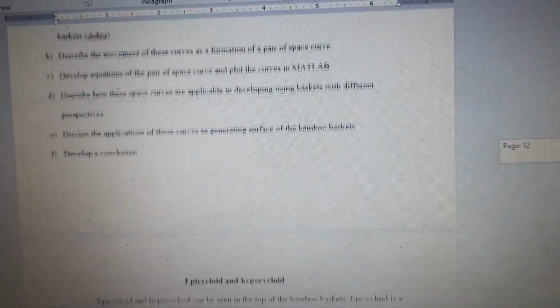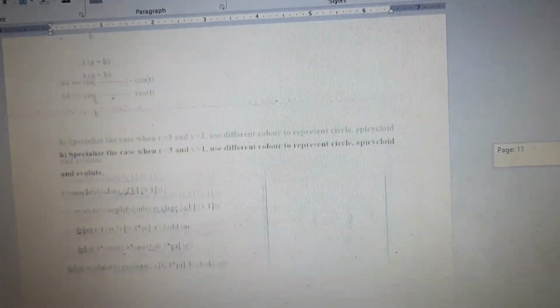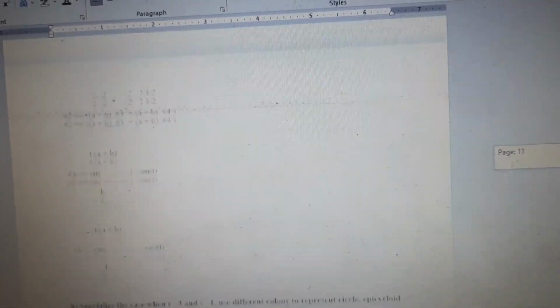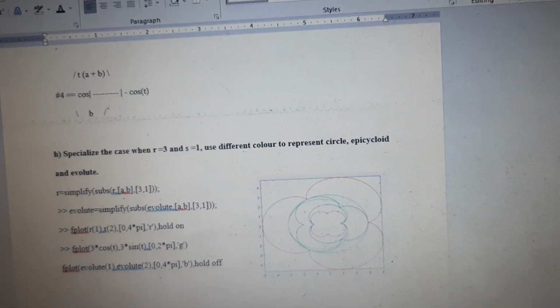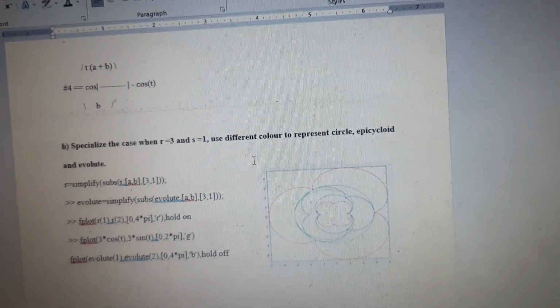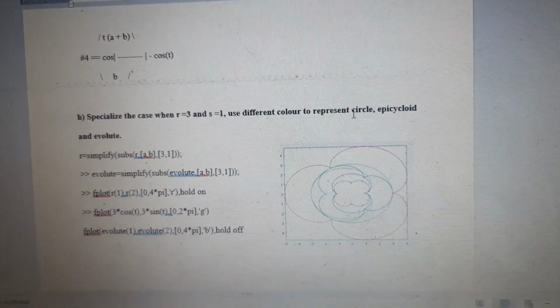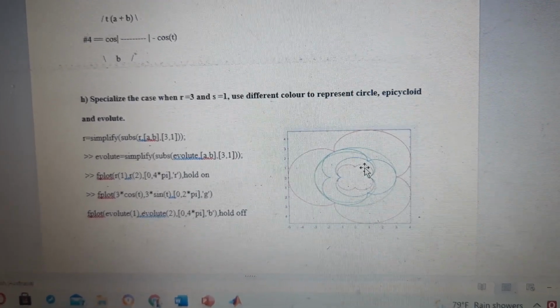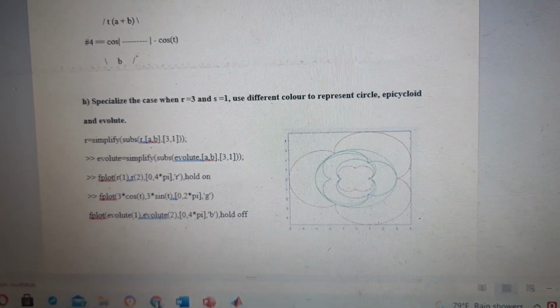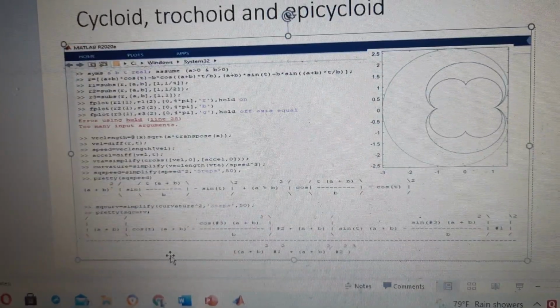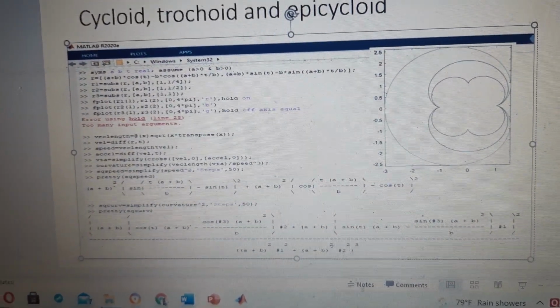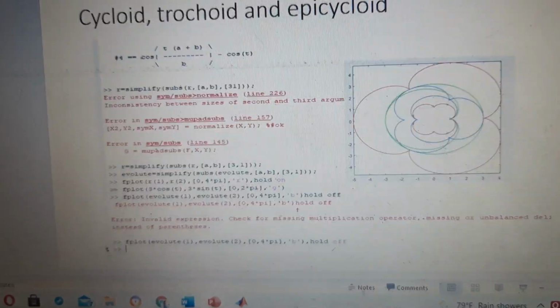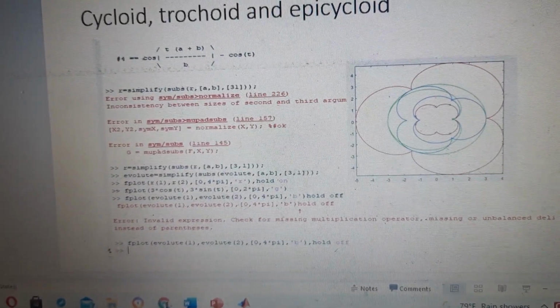Then specialize the case where r is equal to 3 and s is equal to 1. Use different colors to represent the circle, epicycloid and evolute. Here the epicycloid and evolute are all given. This is also written here: cycloid, trochoid and epicycloid.